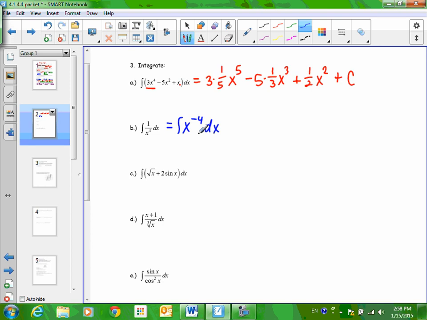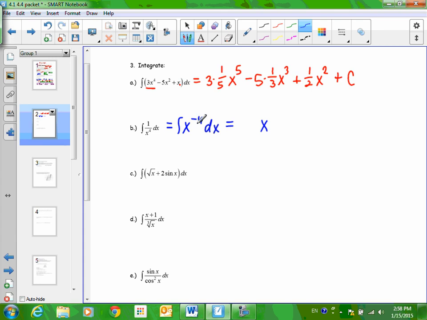So I haven't integrated yet. I've just rewritten it. We did this similarly when we took derivatives. We had to rewrite it sometimes before we actually took the derivative. All right, don't let the negative scare you. Just leave a space, write the x, think, what's the new power?